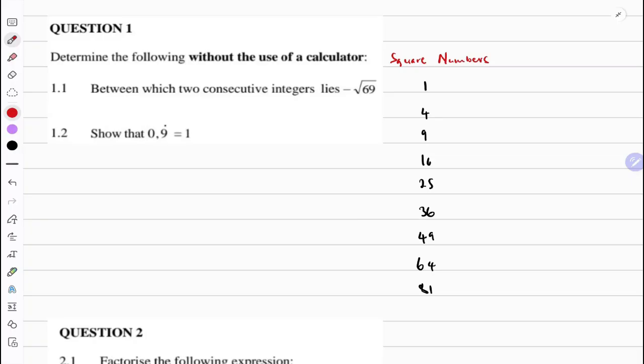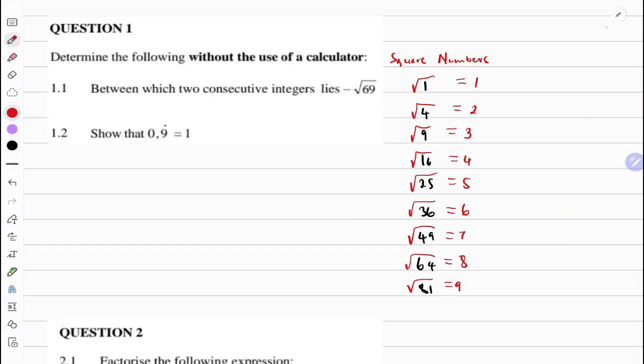Because if you take the square root of any square number, you get an integer. For instance, if you take the square root of 1, you get 1. Square root of 4, you get 2. Square root of 9, you get 3. Square root of 16, you get 4. Square root of 25, 5. And so on. But realize for the given question we've got a minus, so we can just introduce minus here: minus 1, minus 2, minus 3, minus 4, minus 5, and so on.